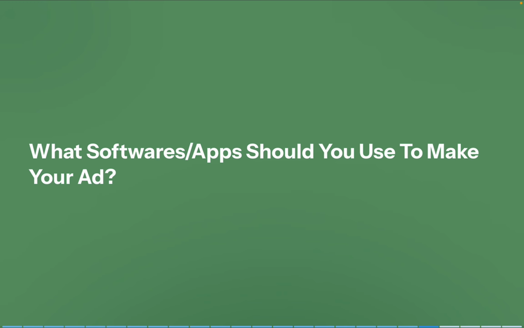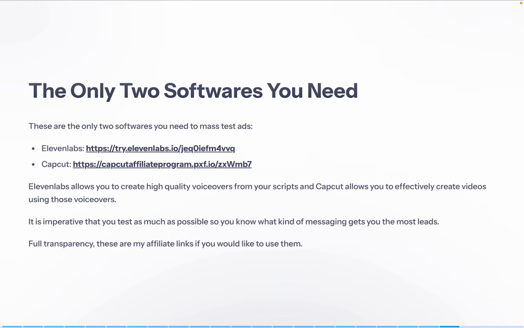Moving on. What softwares and apps should you use to make your ad? Now, these are the only 2 softwares you really need if you have nothing. The first one is ElevenLabs and the second one is CapCut. ElevenLabs, I'm sure you've heard of it. It allows you to test and create high-quality voiceovers from your scripts, and CapCut allows you to effectively create videos using those voiceovers. It is imperative that you test as much as possible so you know what kind of messaging gets you the most leads.